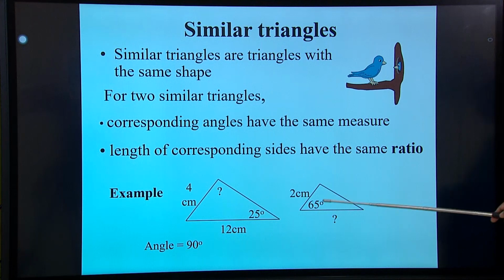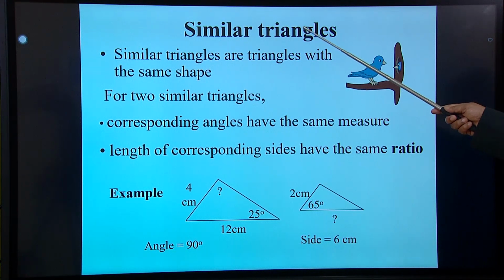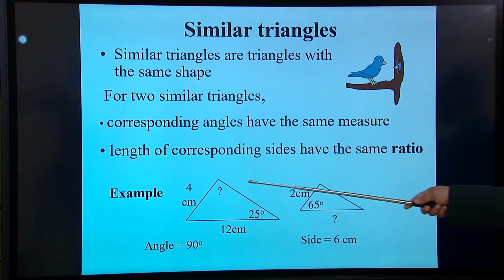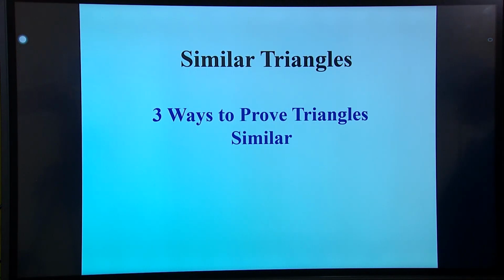And if we need to work out the side of this triangle, we can use corresponding ratios. So 12/4 is equal to 2 over something. So that must be equal to 6. So given the fact that we have similarity, we can see that the angles are equal, and we can use that to work out other sides for the object.